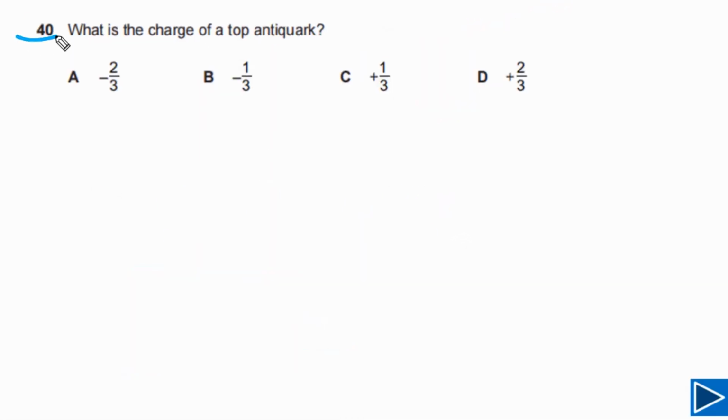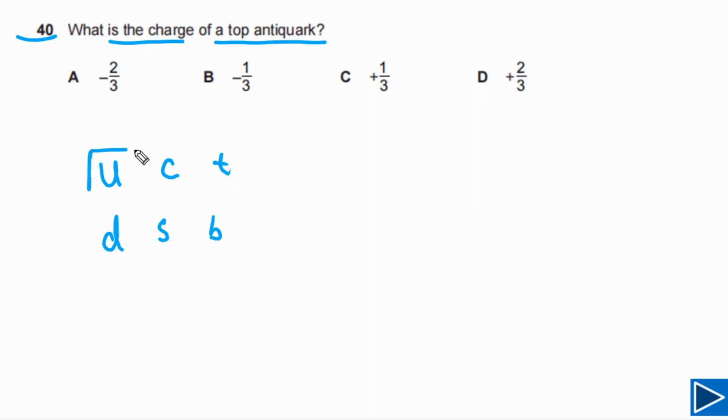For question number 40, we need to find out the charge of a top anti-quark. There are a total of 6 types of quarks. Let's try to understand the charge on each type of quark. In the first generation of quarks, we have the up quark and the down quark. In the second generation, we have the charm quark and the strange quark. In the third generation, we have the top quark and the bottom quark.